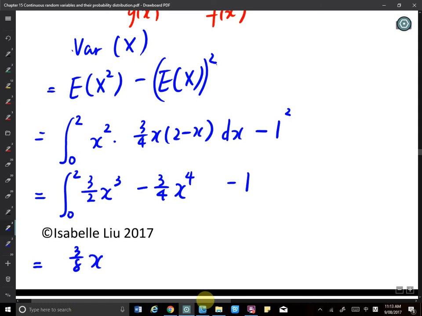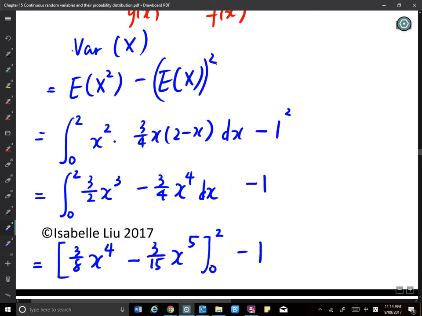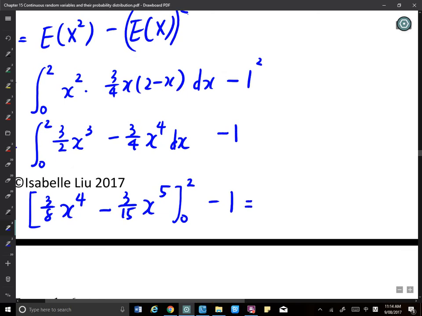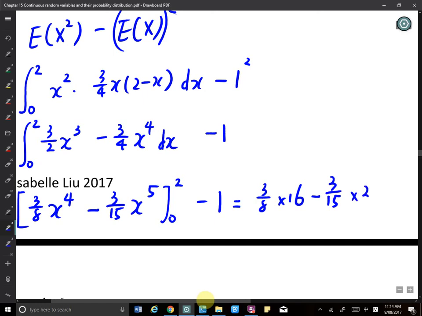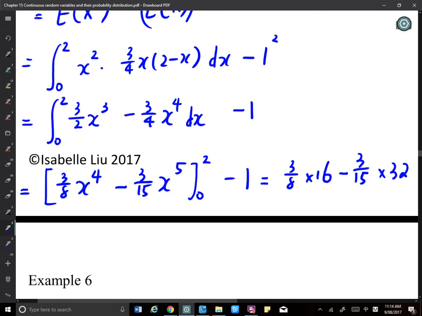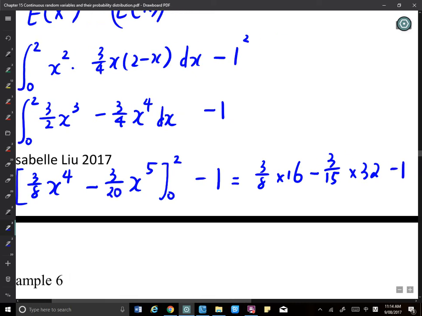3 on 8 x to the power of 4 minus 3 on 15 x to the power of 5, and then 0 to 2 and minus the 1. Okay, we have dx here. Do not forget your dx. That equals 3 on 8 times 16 minus 3 on 15 times 32 and minus 1. Yes, you are correct.